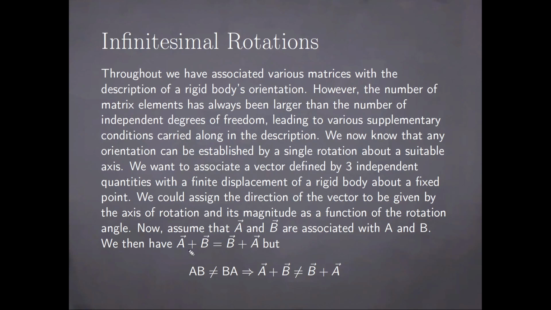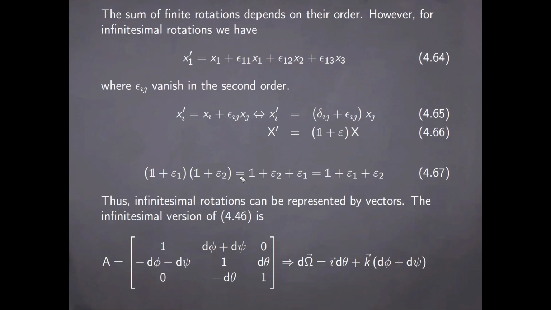We then know that vector addition is commutative. However, we also know that matrix multiplication does not commute, and this fact leads to the conclusion that vector addition should not commute, which is in contradiction with our previous statement. Thus, the conclusion is that the sum of finite rotations depends on their order.